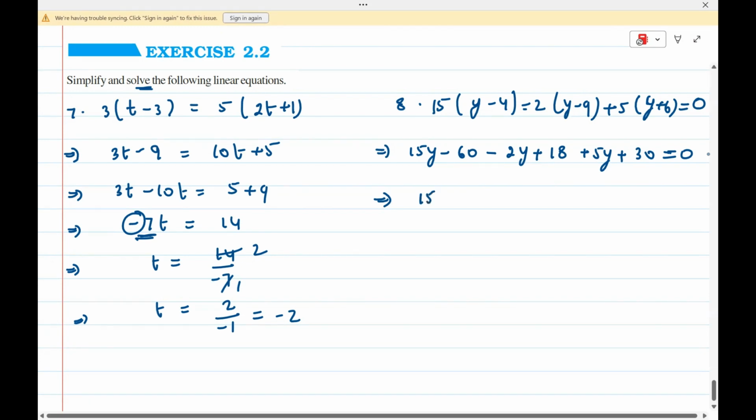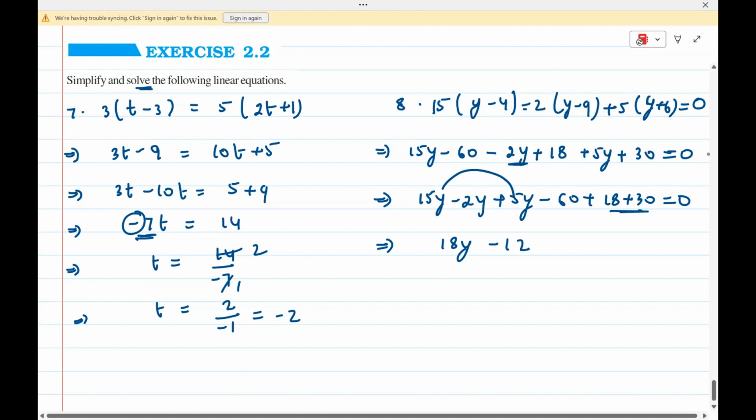Now separating the variable: 15y minus 2y plus 5y. As I told in the previous question also, they are not changing sides, it is just shifting their position, so the sign will not change. And here minus 60 plus 18 plus 30. Here I am separating the variable term, but on the same side. Solving this will give you 18y. These two will get added up, which is 20 minus 2, 18. And here these two are going to add, which is 48. 48 minus 60 is minus 12.